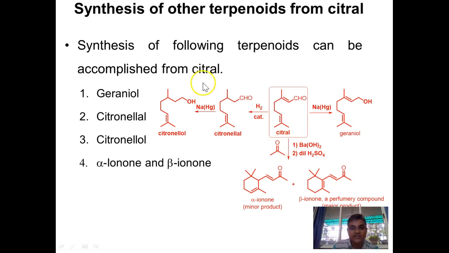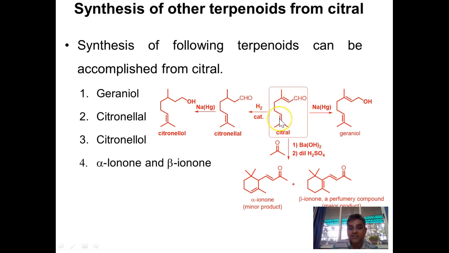Now let us see here. The citral molecule is very useful for the synthesis of other classes of terpenoid molecules. For example, its reduction with sodium amalgam forms geraniol. Its partial reduction gives citronellal, and on over-reduction, another double bond is reduced here. It forms citronellol. So citronellol and geraniol are all monoterpenoid molecules, and they can be prepared selectively by using citral.